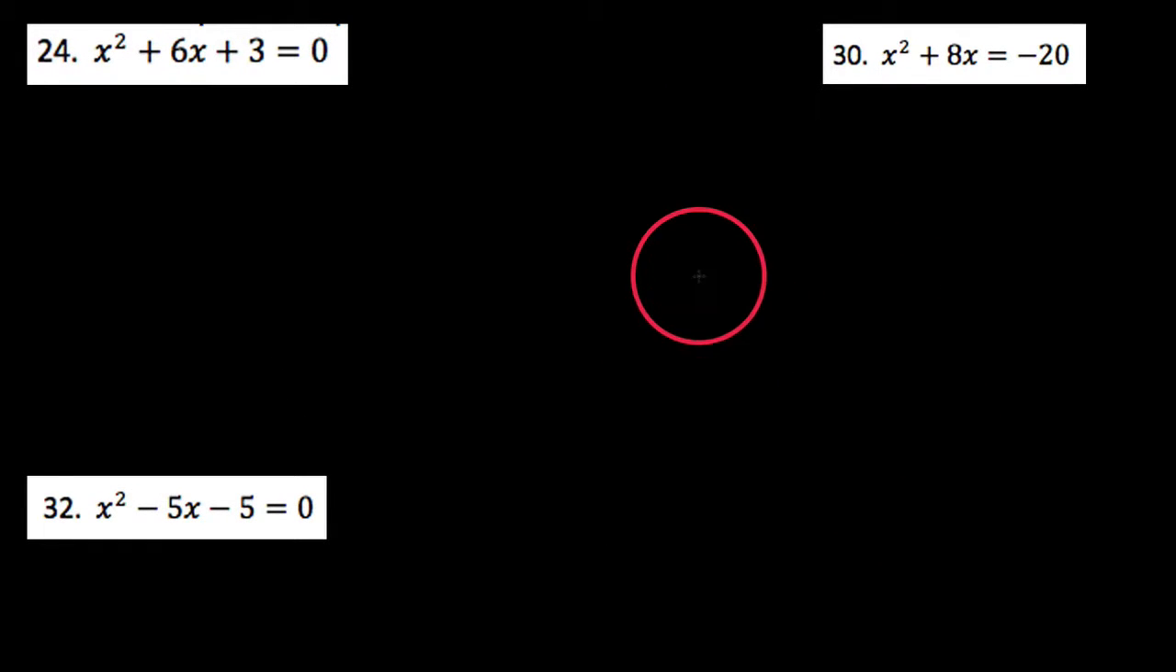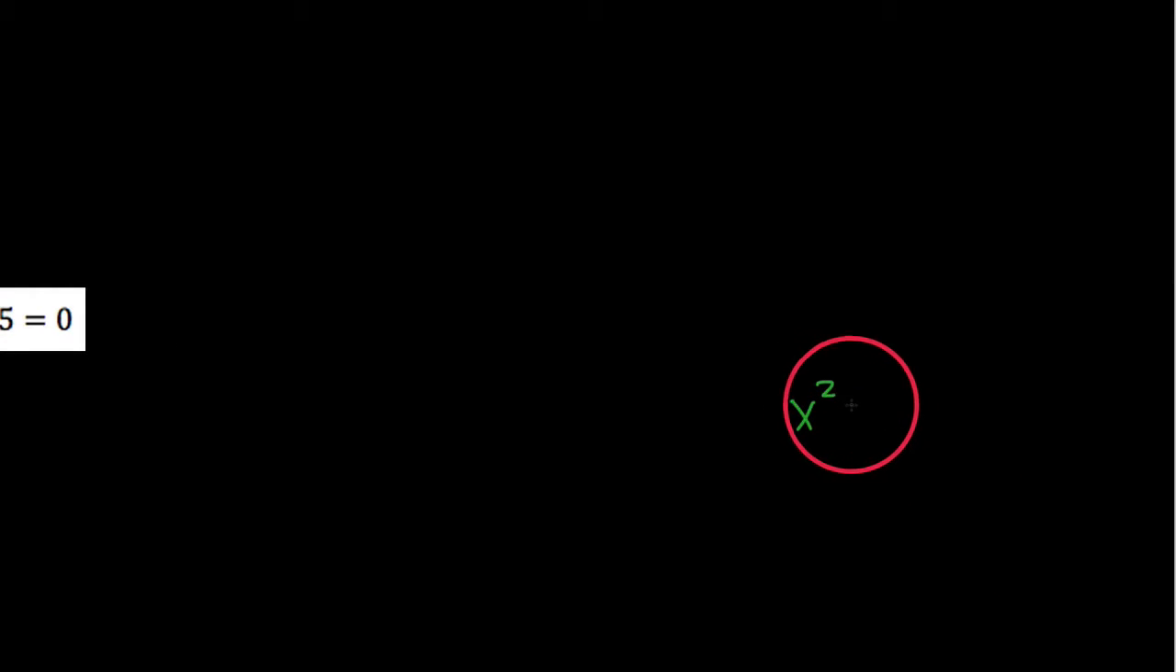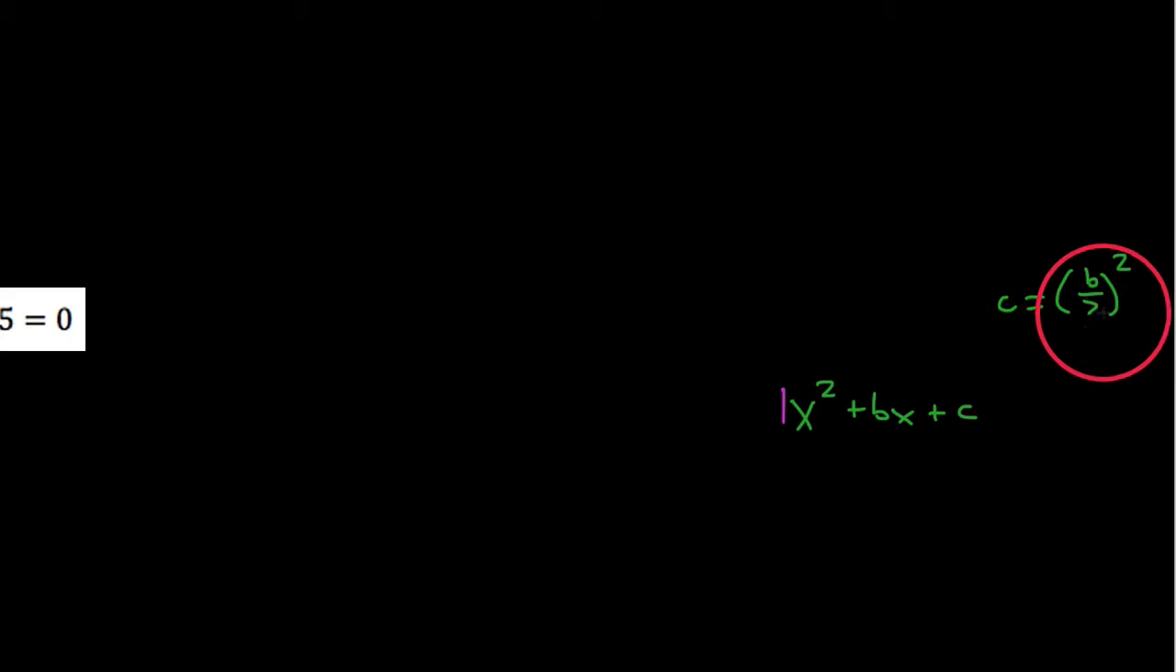Okay guys, in our last couple of videos we've looked at the advantages to having a trinomial of the form 1x squared plus bx plus c when the c value is actually equal to half of the middle term squared. The reason being that if it is half the middle term squared for our c value, we could always factor this into this form, where what we get in the middle of our factored form would just be half the middle term.